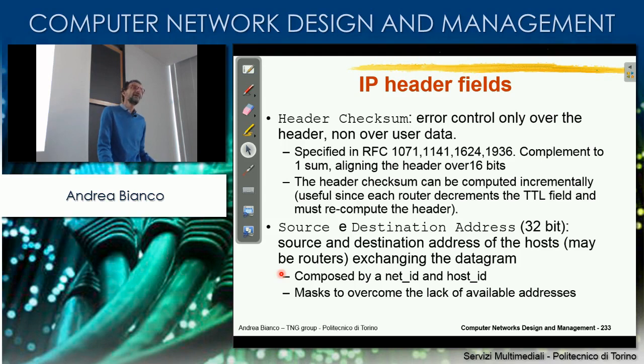And in particular, how many of those 32 bits are part of the network and how many are part of the host within that network depends on the mask. So you can select a subset of those bits and say, for example, the first 24 identify the network and the remaining 8 identify the host within the network. The mask tells me how many bits are used to identify the network and how many bits are used to identify the host.